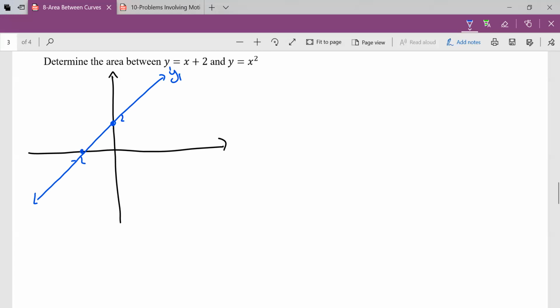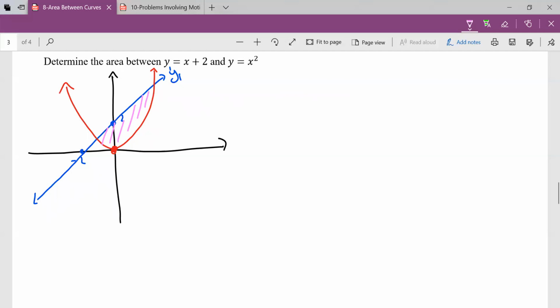And then y is equal to x squared. Well, x squared, of course, vertex is down here, and it's going to come up like this, and it's going to come up like this. Okay, but we want the area between these two things. We're looking for this region. Let's do hot pink. We haven't used awesome hot pink in a while.